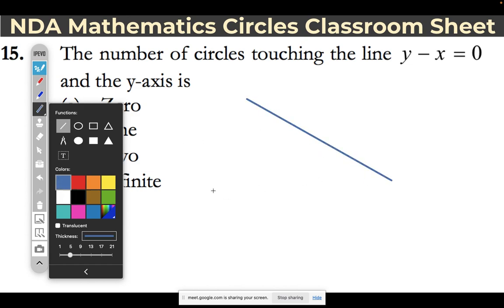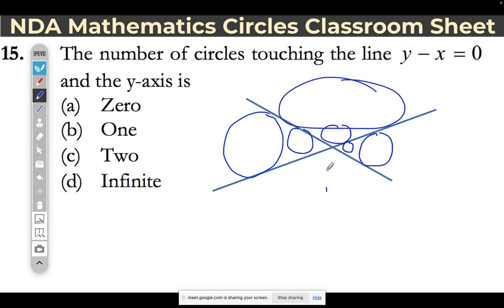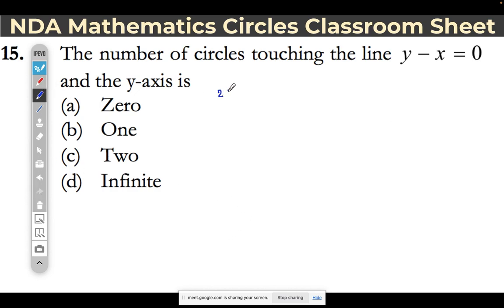If there are two lines, then infinite circles can touch them. Understood? Sure? So when there are two lines, infinite.